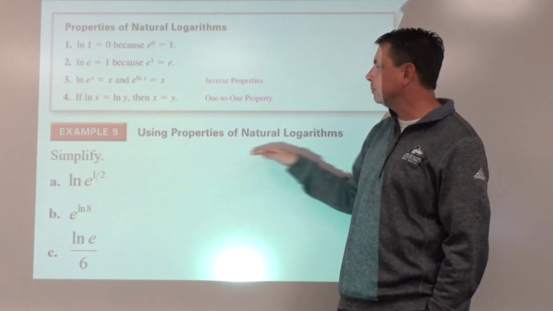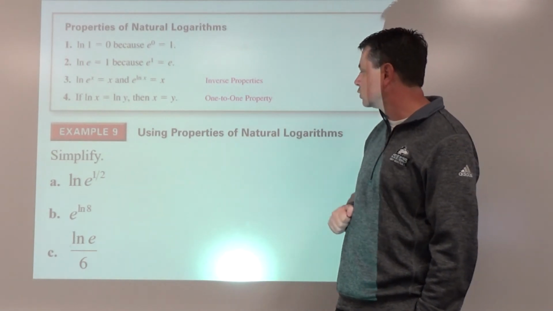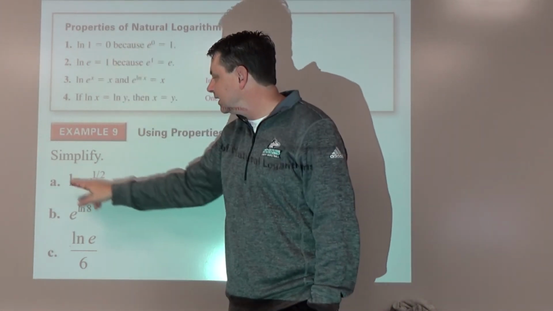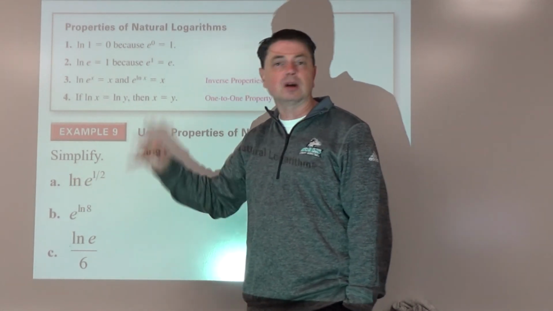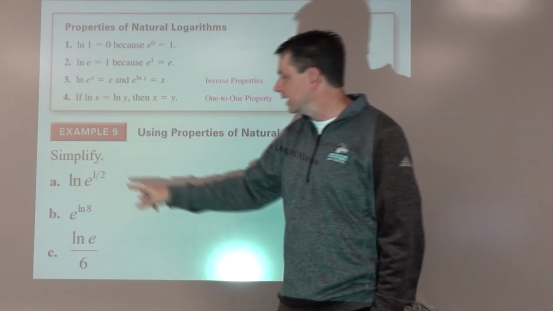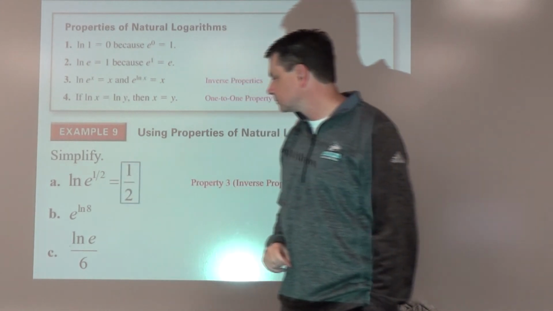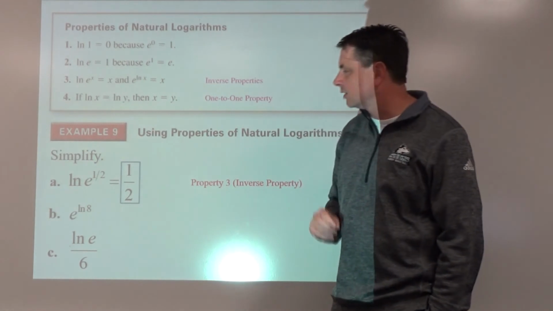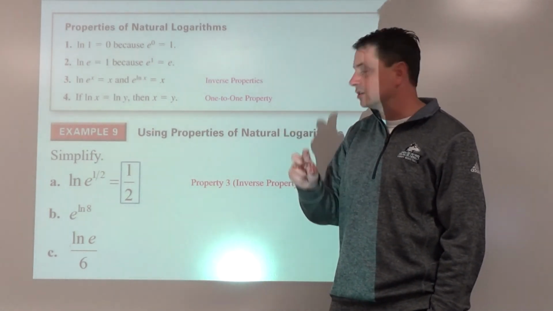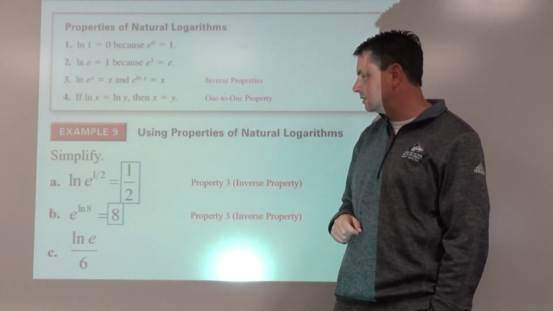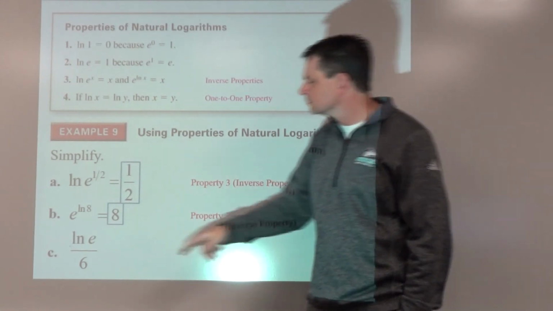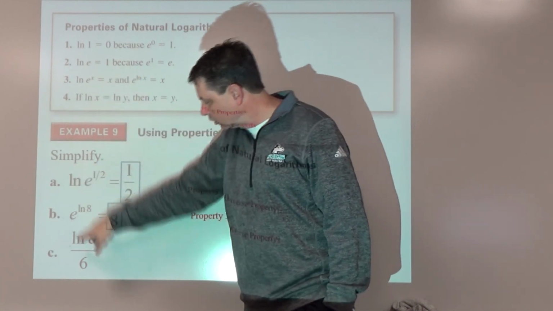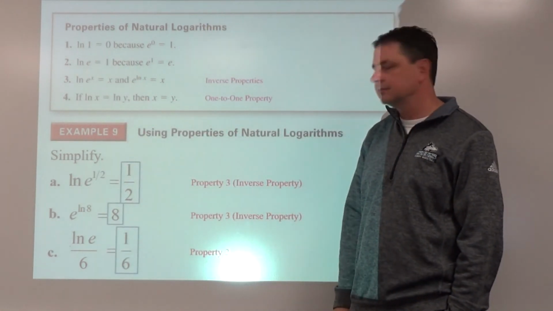So let's see if we can simplify or evaluate using those properties of natural logarithms. Again, now we're talking about an inverse property. Natural log and e to the power cancel each other out. The answer is the exponent, 1/2. Same thing here, e to the power of natural log of 8, e and natural log cancel out. We get 8. What's the natural log of e to the 1/6? It's 1/6, property 2.